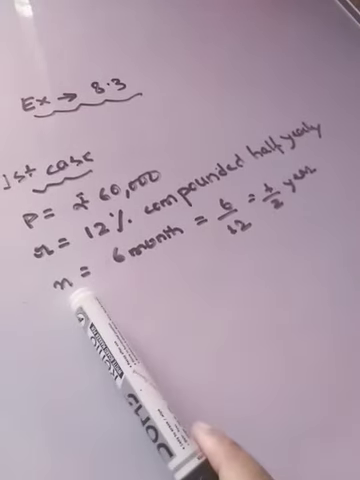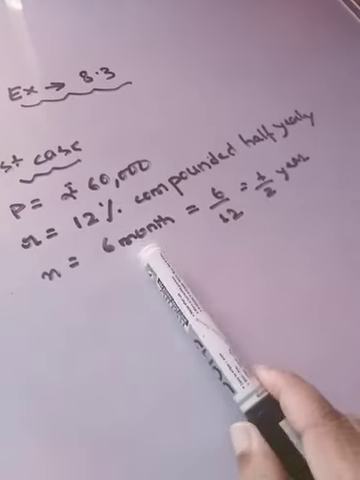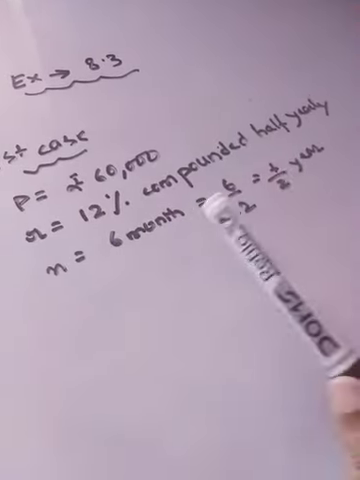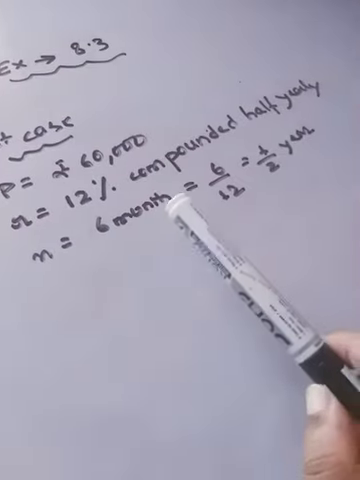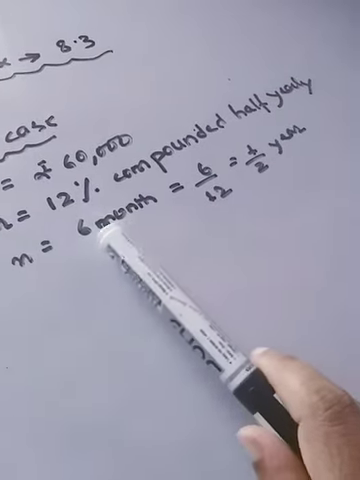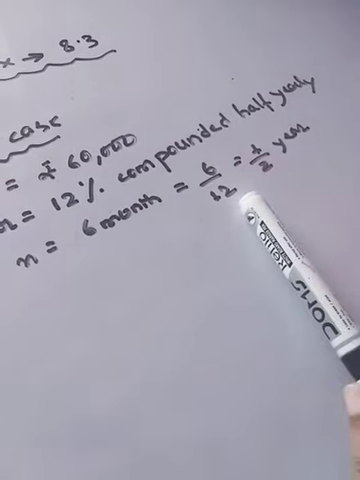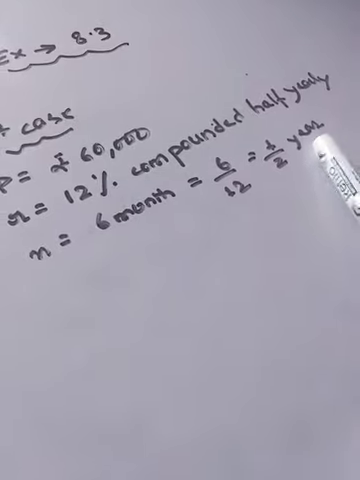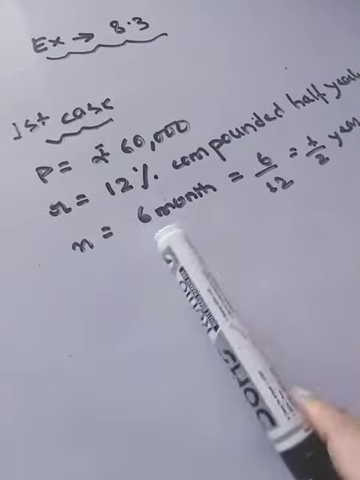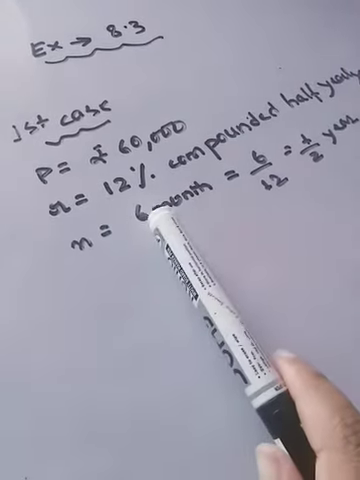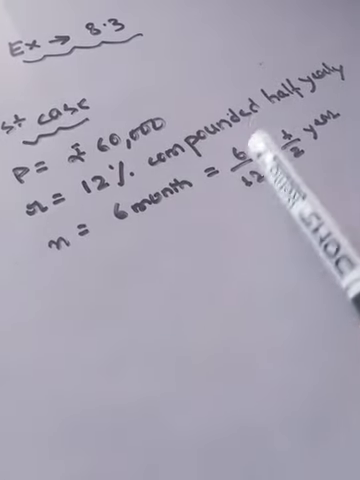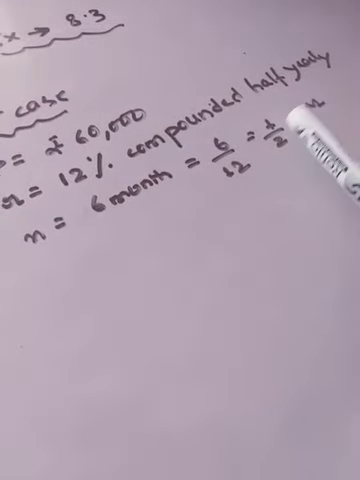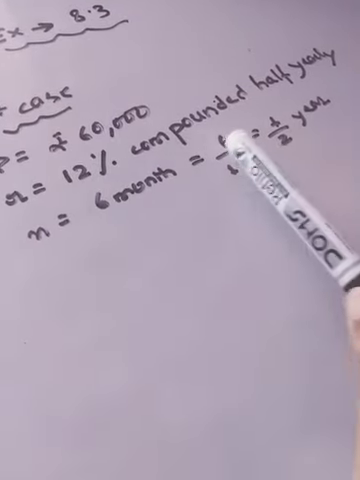In the first case, the value of n is given as 6 months. Always remember, when the time is given in month form, you have to convert it into year form. How to do that? You have to divide that value by 12, that is 6 by 12. If you reduce it, you will get 1 by 2 years. Whenever you see time in month form, you have to convert it into year form by dividing by 12.